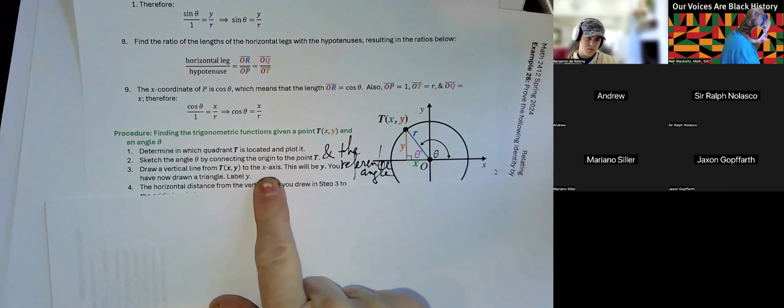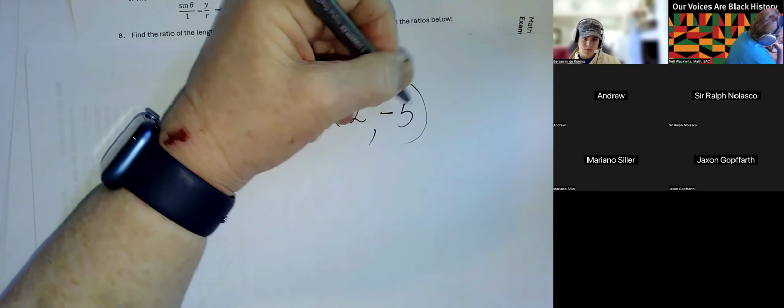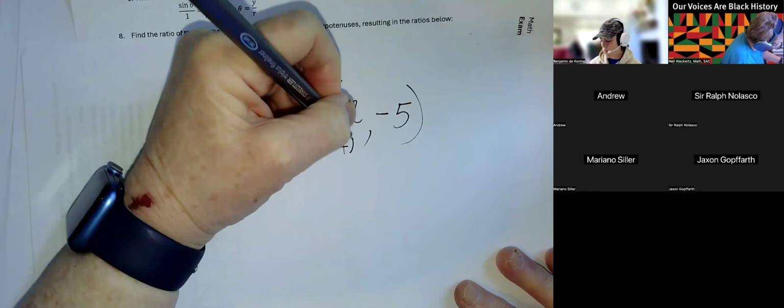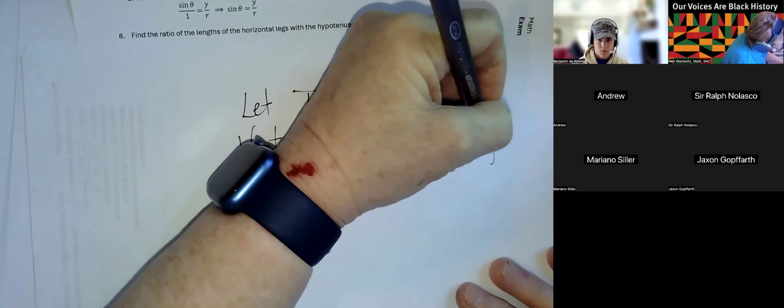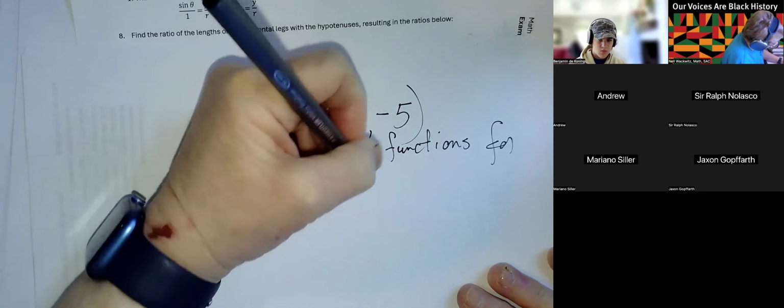So let's let P be given as (12, -5). I want all the trig functions for theta, if, pardon me, if P is on the terminal side of theta.